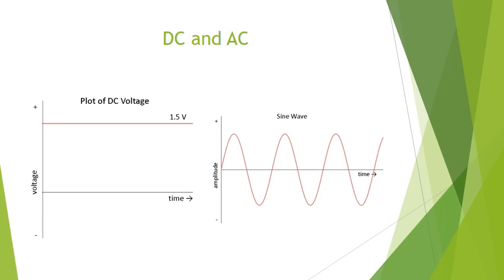Alternating current, on the other hand, is much more complex. Alternating current reverses its direction at regular intervals. The voltage and current of alternating current is oscillating. This results in the graphical representation of the alternating current to look like a wave, as you can see in the graph on the right.